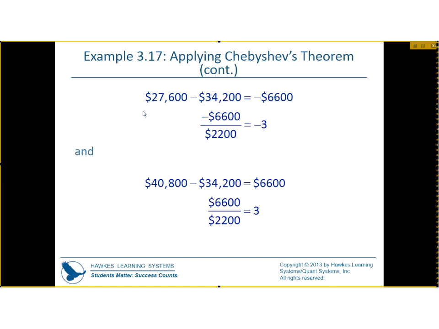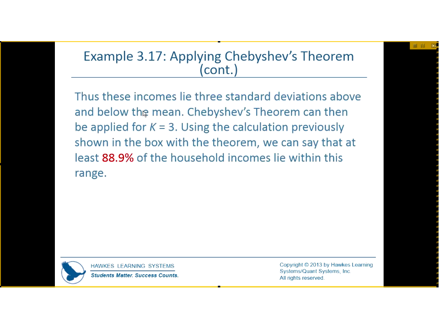Okay, so let's look at it. So what did we do? We subtracted 27,600 minus the 34,200, and it equals negative 6,600. We divide that by 2,200, and we get negative 3. And then we can do it for the other one. It's very similar to what we did with the empirical rule. So then we do 40,800 minus 34,200 equals 6,600. Divide that by 2,200, we get 3. We know based on the rules of the theorem that 88.9% of that data lie within that.